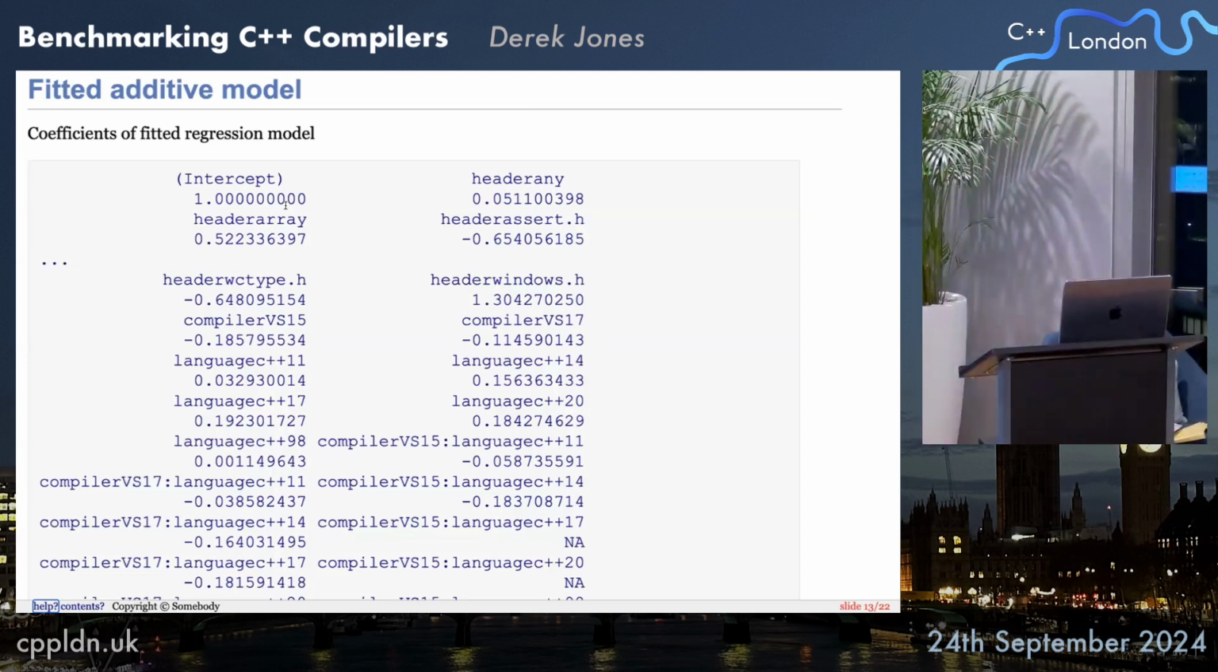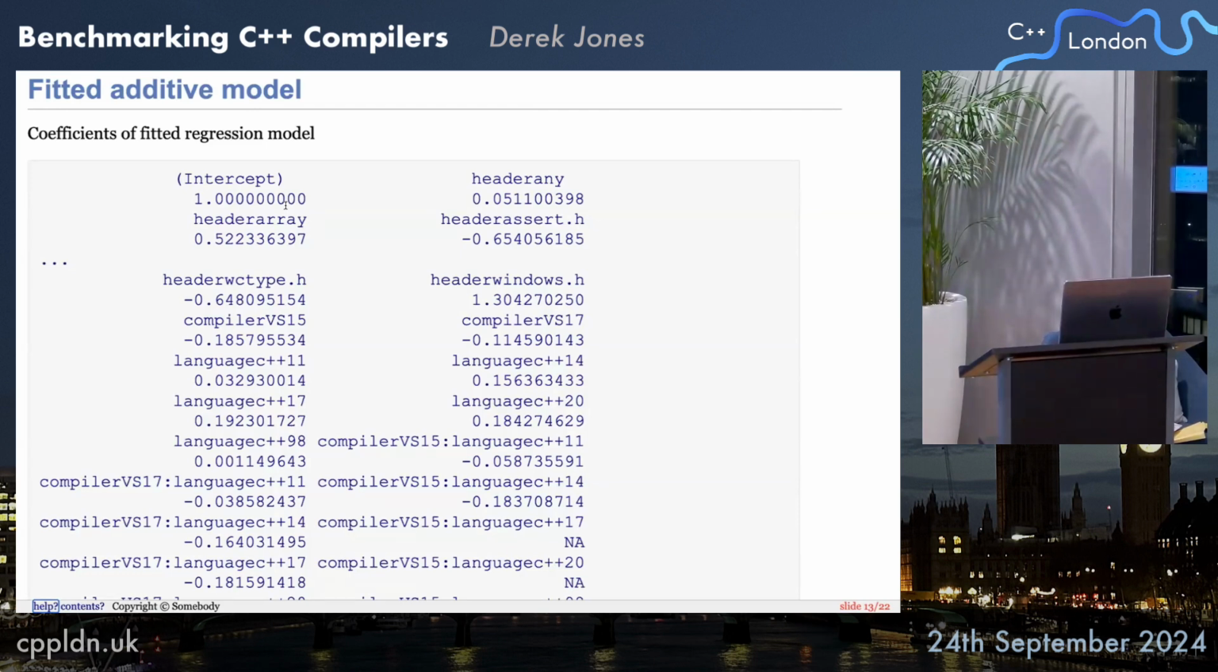And here's Visual Studio 15, here's Visual Studio 17. So 15 is actually faster than 17 because you're taking away slightly more. So this is an additive model. And then you have an interaction between the languages. So this is Visual Studio 15 interacting with language C++11. This is only a subset of the numbers. I had to get it all on the slide.